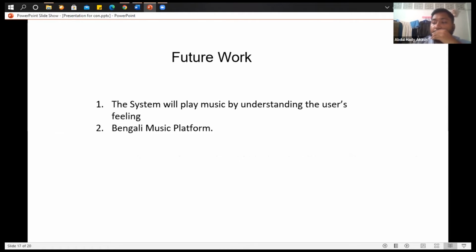In our future work, we thought the system will understand user feelings, like what the user feels right now, and the system will play songs for mood changing or supporting. We also want to make a Bangla music platform like Spotify and others, so that Bengali people can enjoy Bengali music and find different kinds of songs if they want.